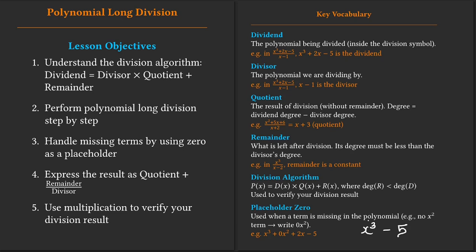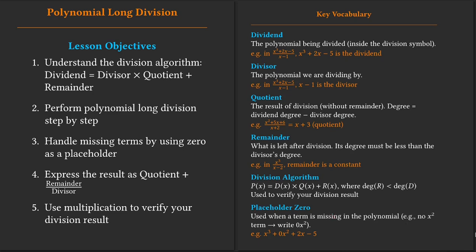What we mean is, instead of x cubed minus 5, we can rewrite it as x cubed. Then how many x squared do we have there? We have a 0x squared. How many x's do we have there? We have a 0x. And then we come to our minus 5. So we call these the placeholders. They are of no value, but they are holding the place of those degrees so that it can help us do our division properly. These are the terms you'll hear me use as the lesson proceeds.